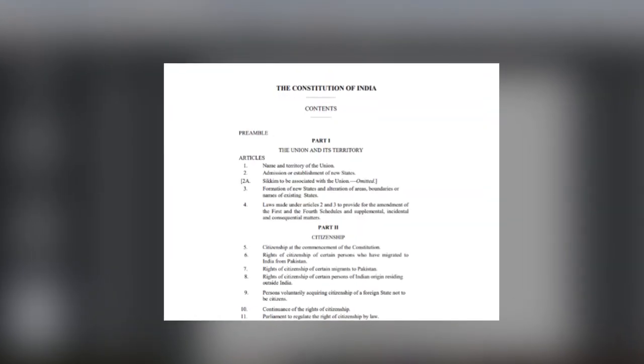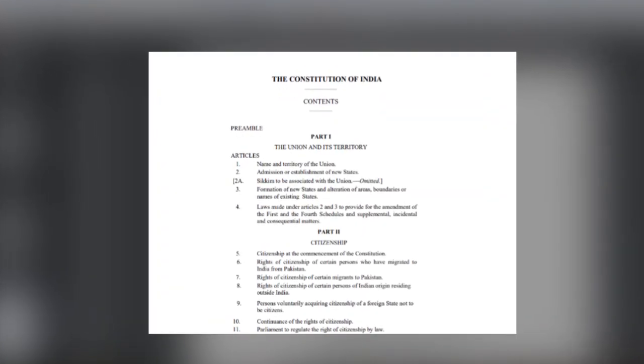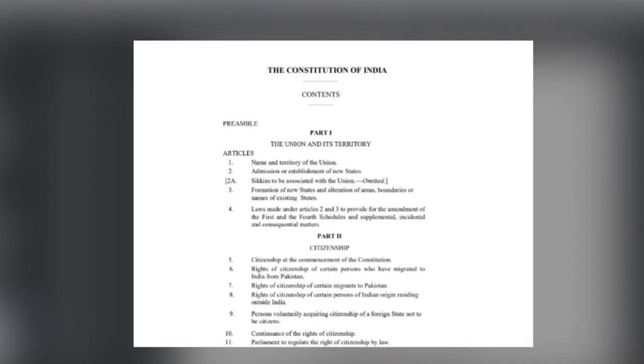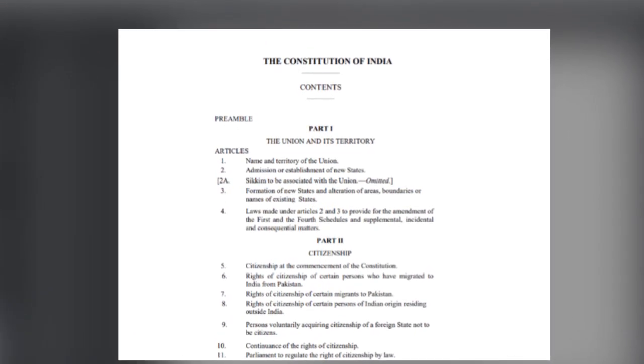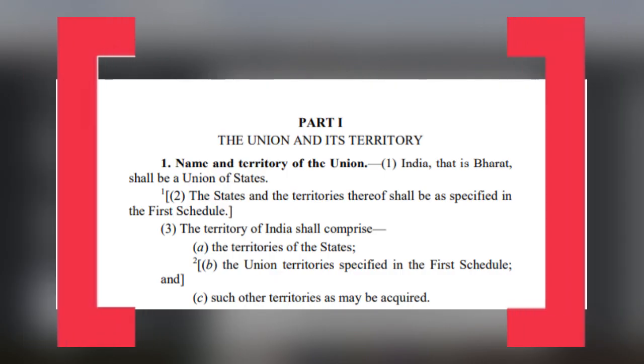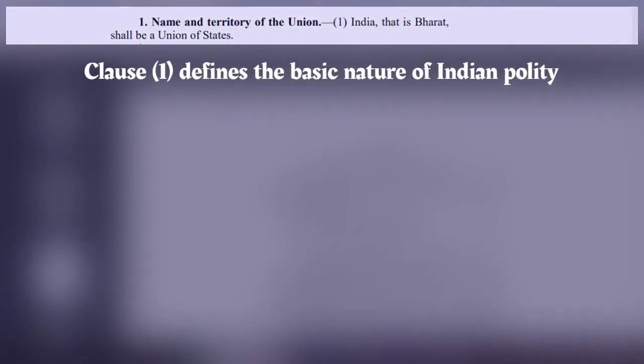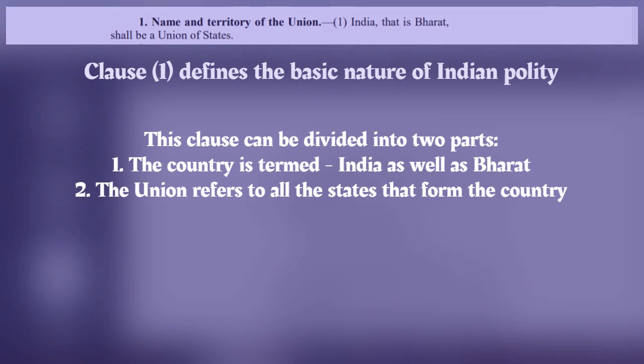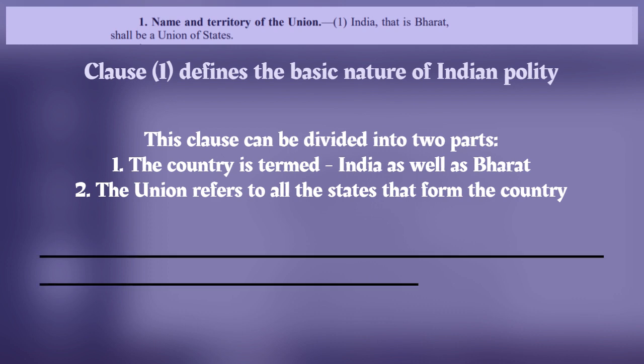Article 1 is the first article of the Indian Constitution. It falls under Part 1, which talks about Union and its territories. The article is explained across 3 clauses. Clause 1 defines the basic nature of Indian polity. It specifies that India, that is Bharat, shall be a union of states.